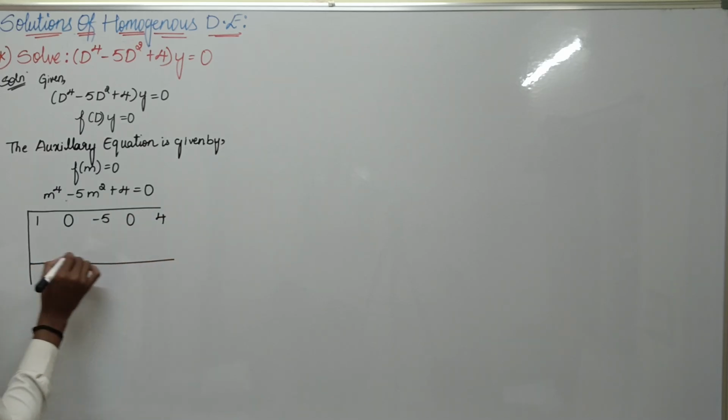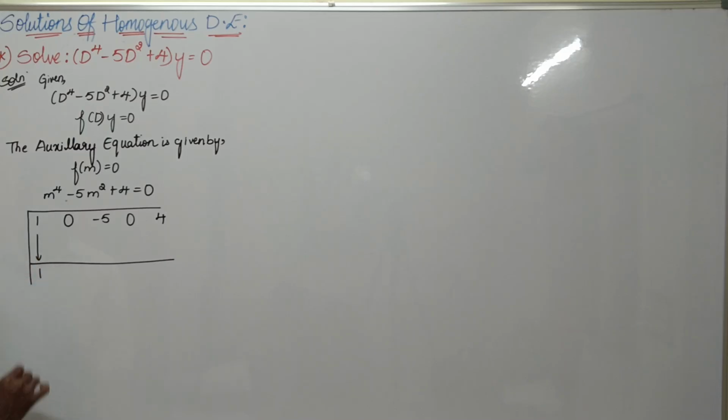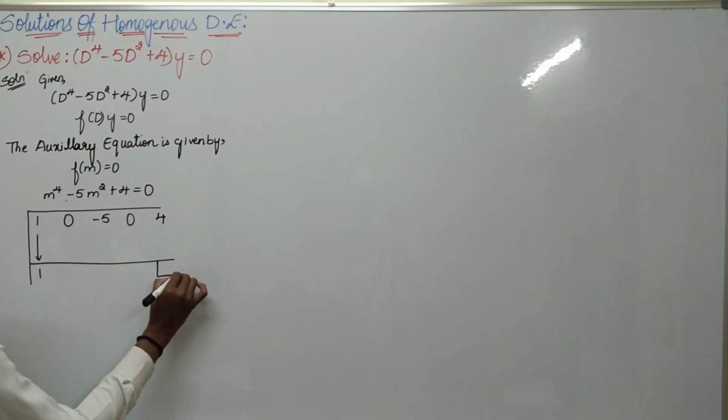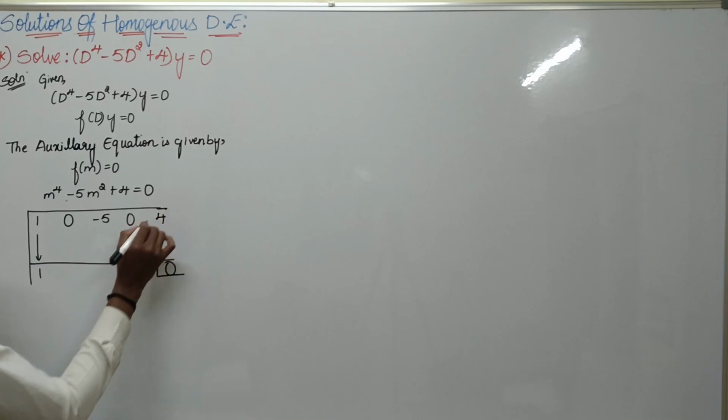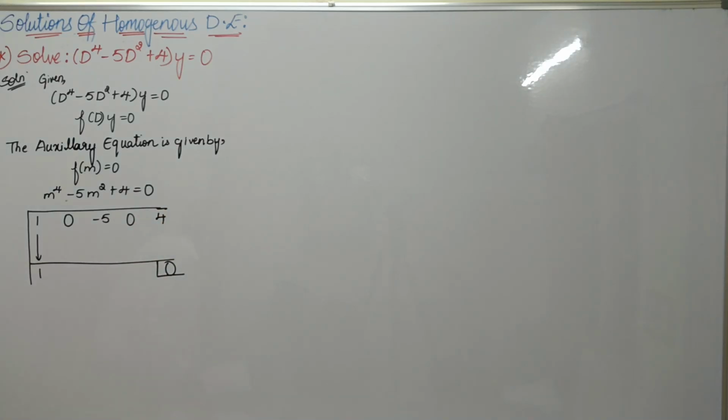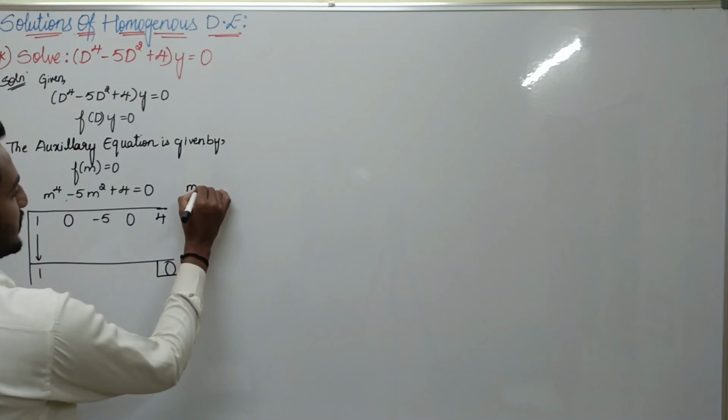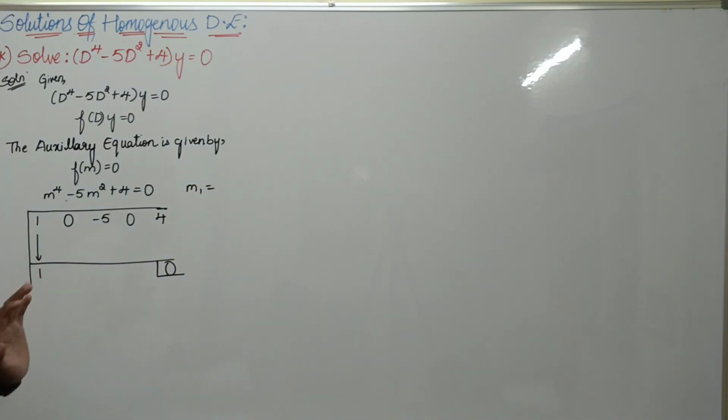Okay, done. In this synthetic division, the first element will be a constant, but the last element I need to get as 0. If you get 0, only then will you find the root. How to find the first root, that is m1? So I need to simplify the synthetic division.